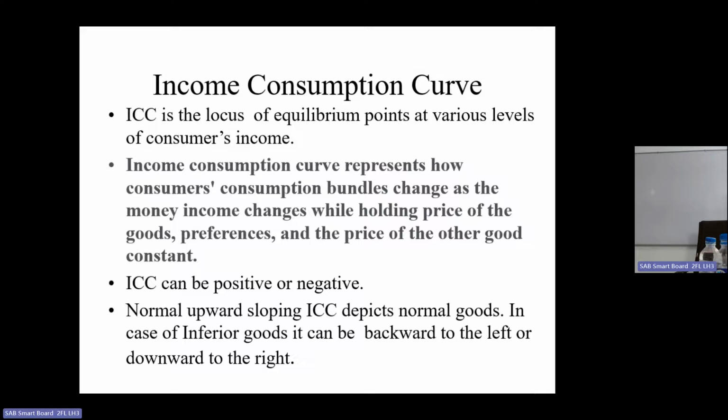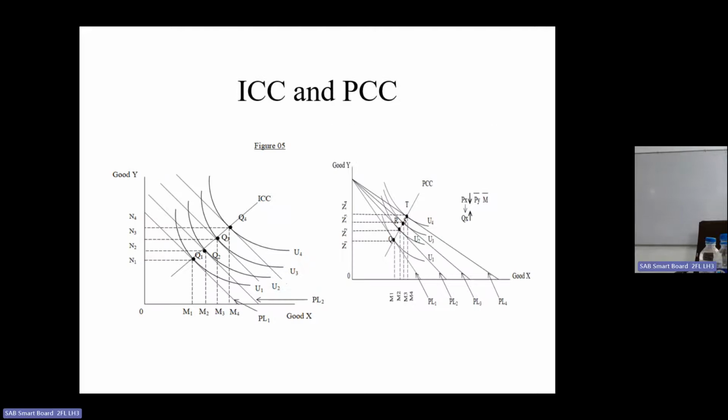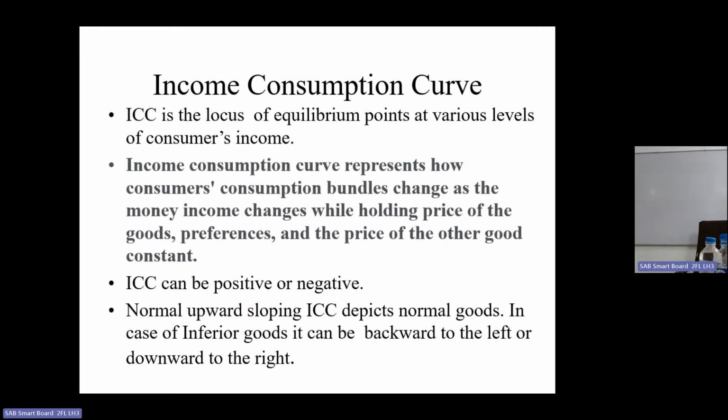Now, earlier we saw the price consumption curve; the income consumption curve is upward sloping, right? It is not always upward sloping, it may be downward sloping or backward sloping. So we can identify a positive or negative relationship, mostly positive in the case of normal goods, negative in the case of inferior goods, right?